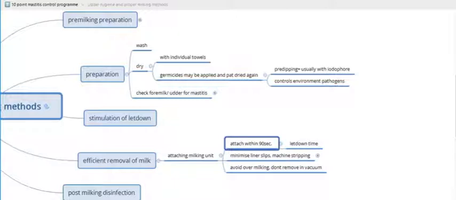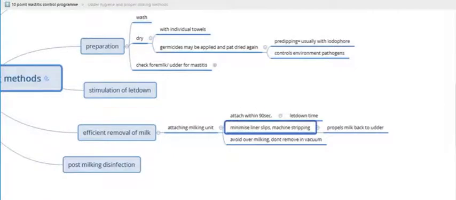There should not be any liner slips or machine slipping, because those are defects while milking machines are being operated. If liner slips or machine slipping happens, there is possibility that drawn milk from the udder may be propelled back into the udder itself, so there will be contamination in the udder. Then you should not over milk the animal, and you should not remove the milking machine while it is in vacuum. You have to release the vacuum first, then only take off the milking machine or the claw.